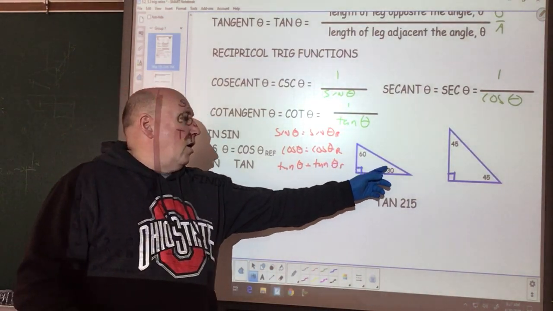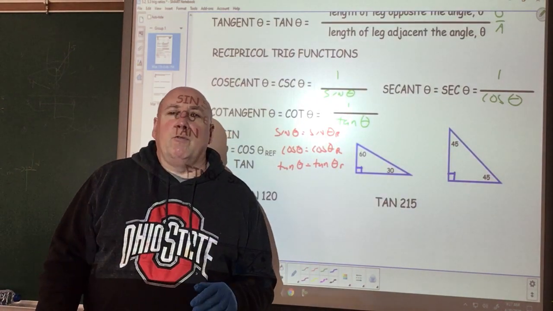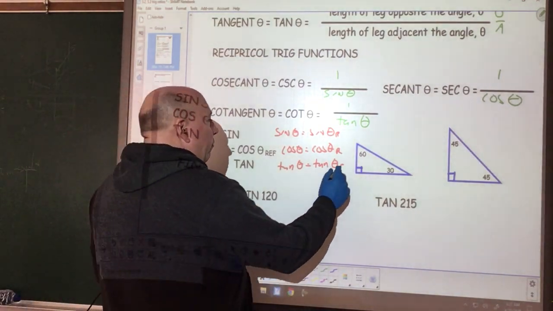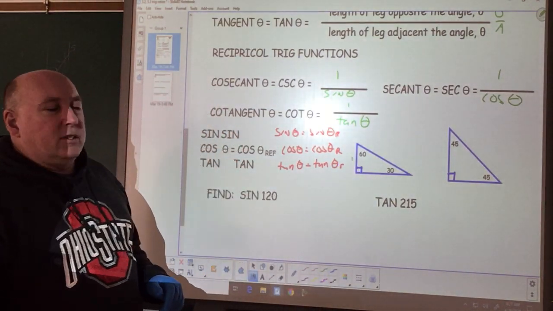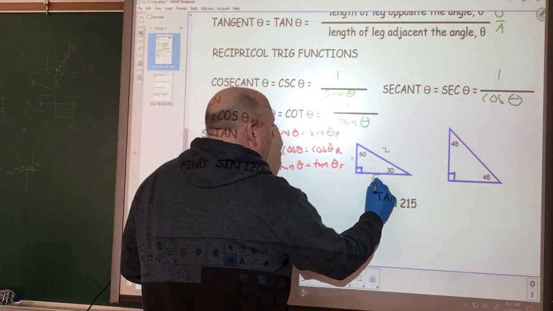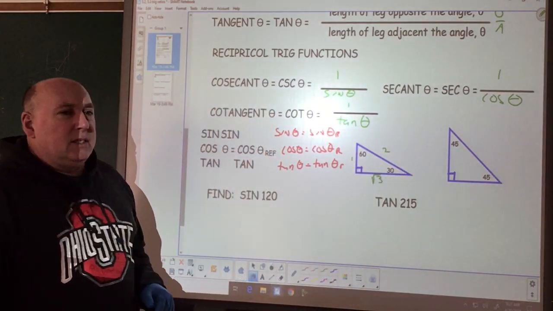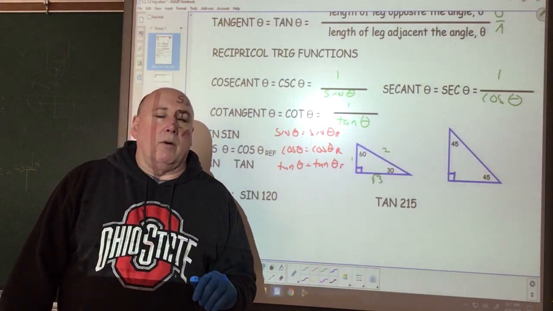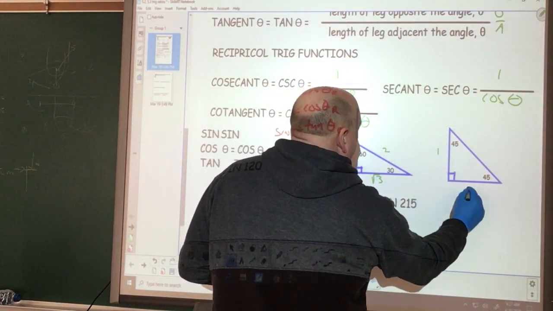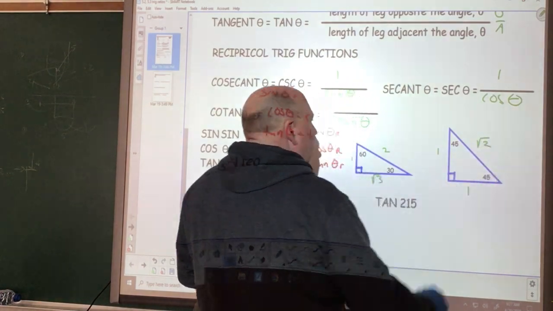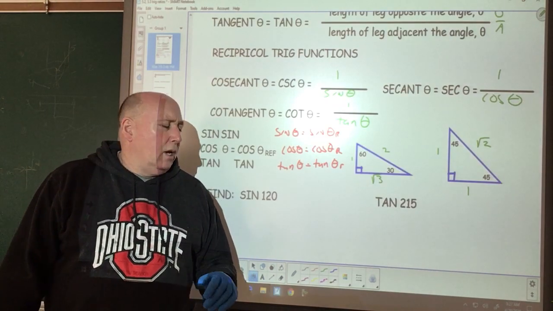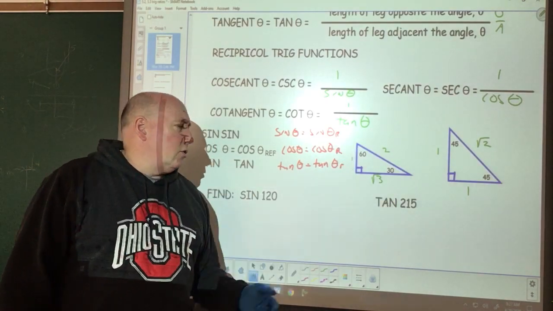We also had our 30-60-90 and our 45-45-90 right triangles. Okay, remembering our values. We have 1 that goes across from the 30, we have 2 on the hypotenuse, and square root of 3 goes across from the 60. So you had 1, 2, and square root of 3. For the 45-45, we had 1, 1, and square root of 2. Okay, those are triangles that are commonly used in regards to dealing with these trig values.